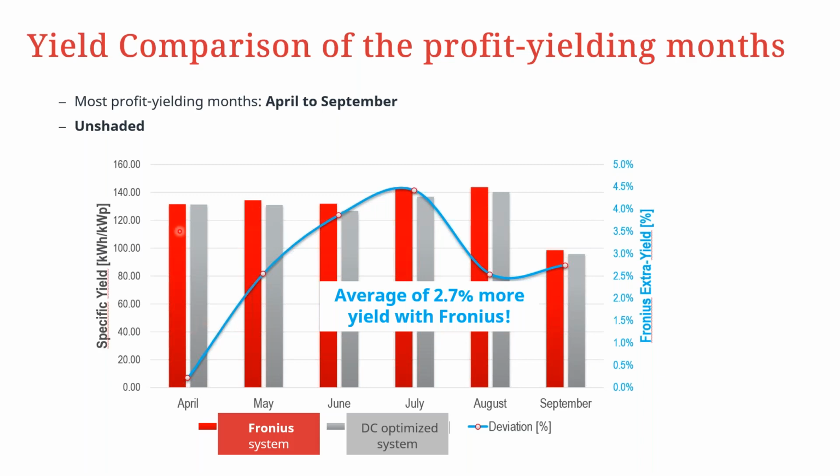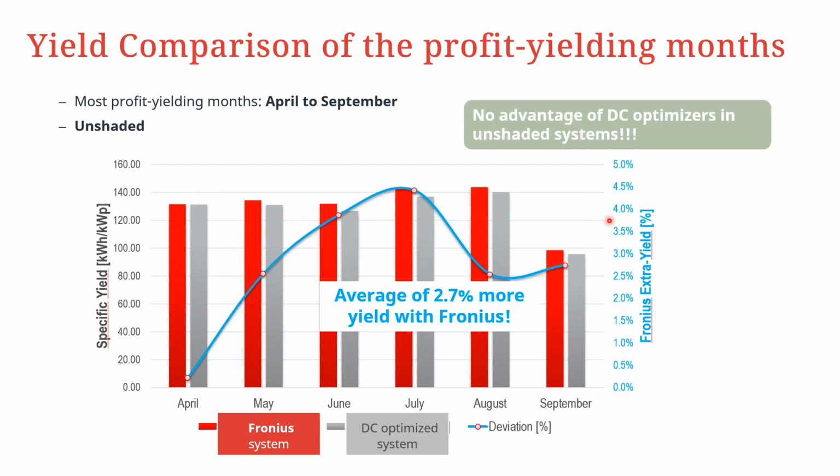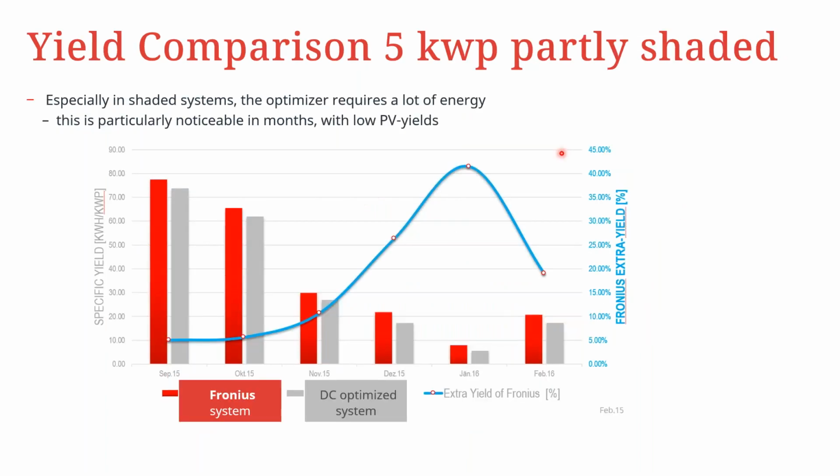So we also have another comparison for a 5 kilowatt peak system that is partly shaded. In this particular example, we can see that we have also quite significant performance in addition of the dynamic peak manager, especially during the period of low irradiation or low yield months. You can see from November up to around February, the DC optimized system does not perform very well.